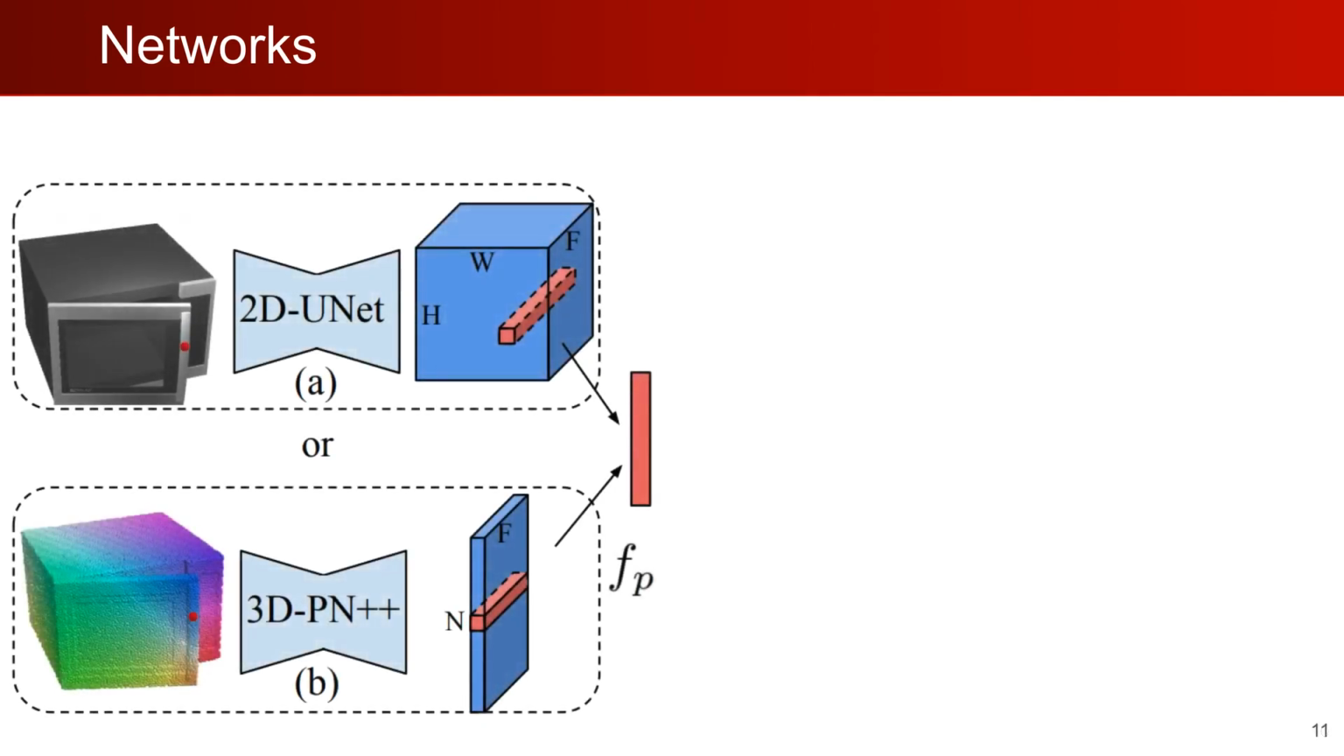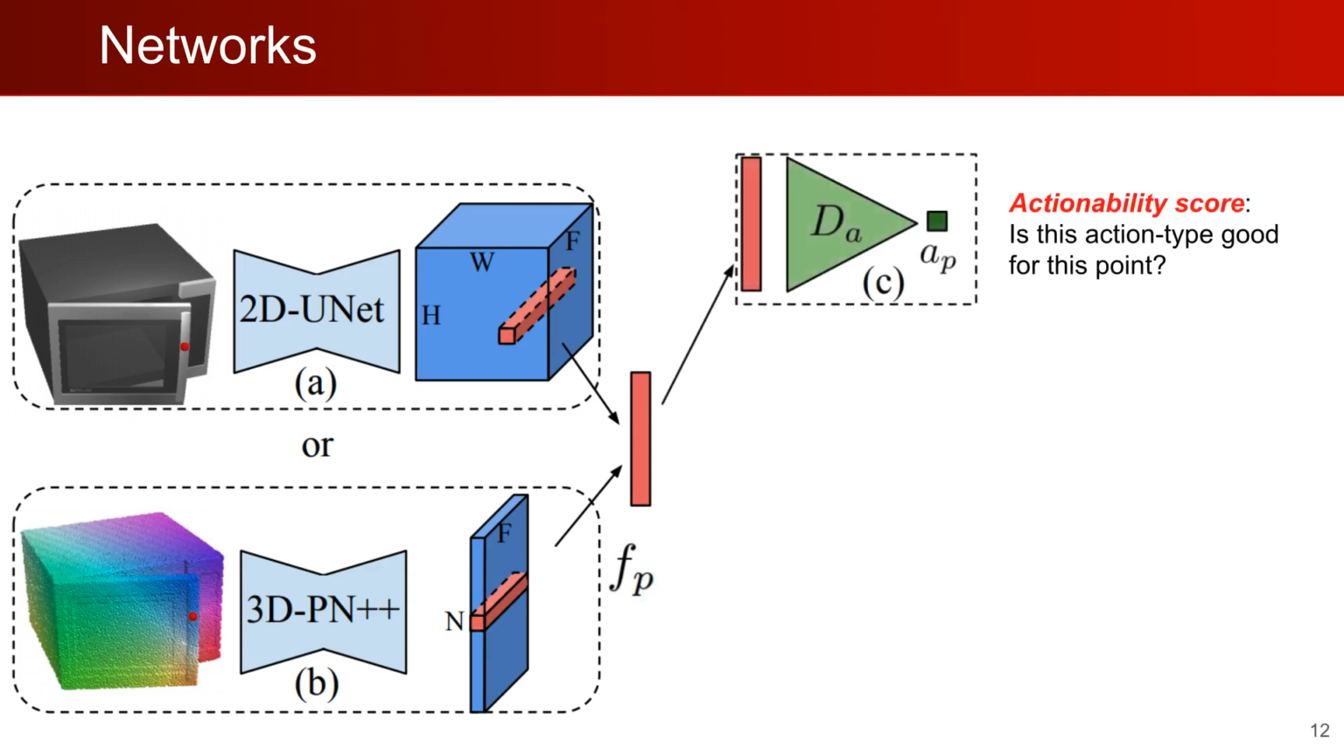We design a novel network architecture to learn where to act and how to act, taking either a 2D image or a 3D partial scan as the input. We first leverage a state-of-the-art 2D UNet or 3D PointNet++ backbone to extract per pixel or per point features. Then, we first decode an actionability score at this pixel, using a simple MLP, answering the where question: is this action type good for this point?